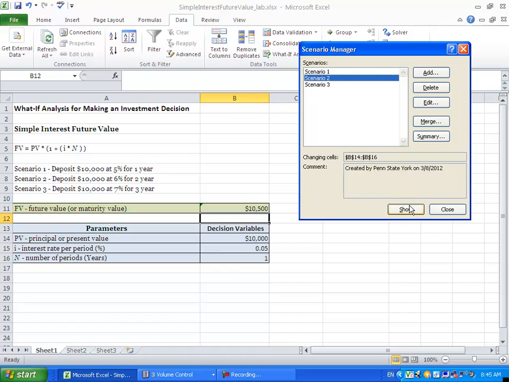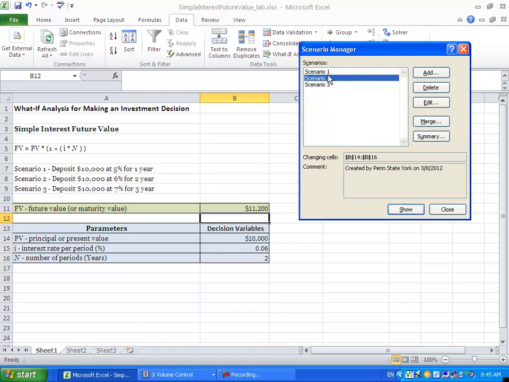Let's look at scenario two. Show me the money. $10,000, 2 years, 6% each year, $11,200. We know that to be true. $10,000 times 6% is $600. 2 years, $600 plus $600 is $1,200. $1,200 plus our principal value is $11,200.